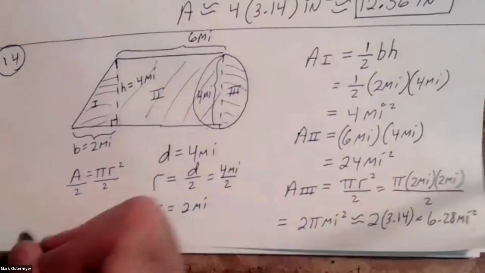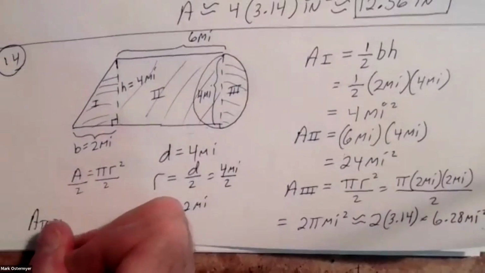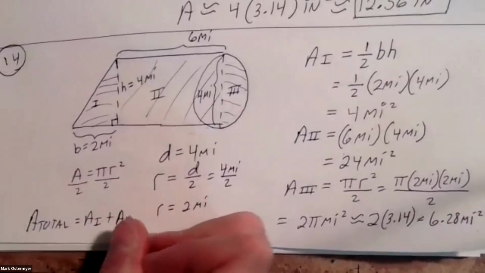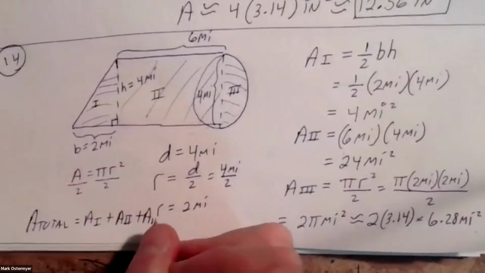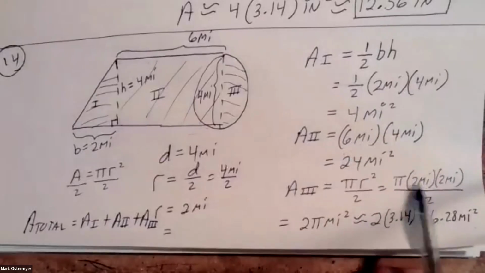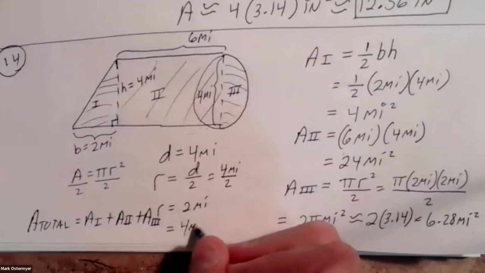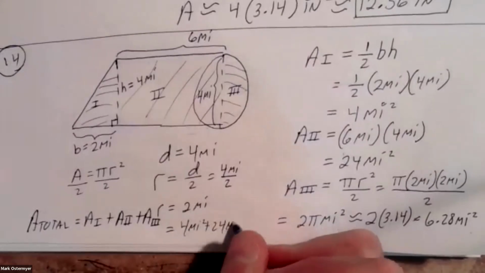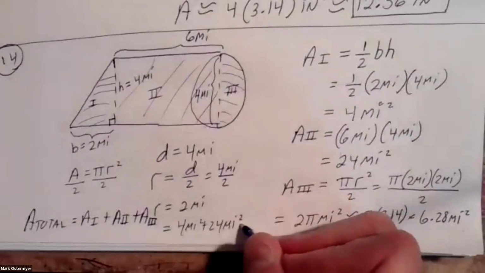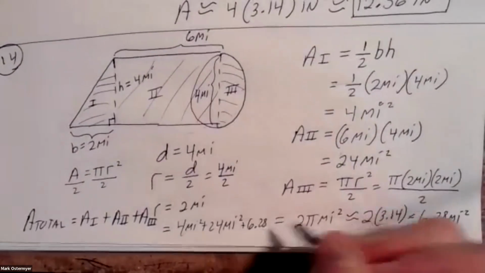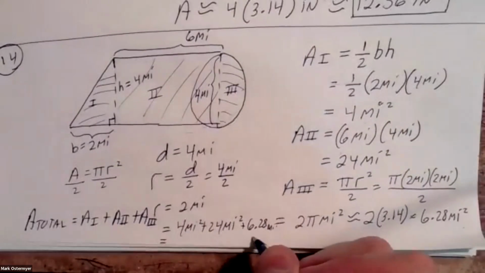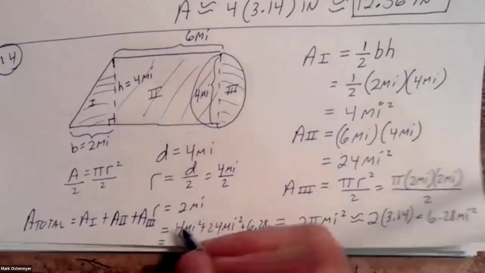And so, ladies and gentlemen, what do you think the total area of this shape is going to be? It's going to be the sum of the areas, correct? Got to add all the areas up. And so the total area is going to be what? 4 square miles plus 24 square miles plus, what was that? 6.28 square miles? Four plus 24 is 28.